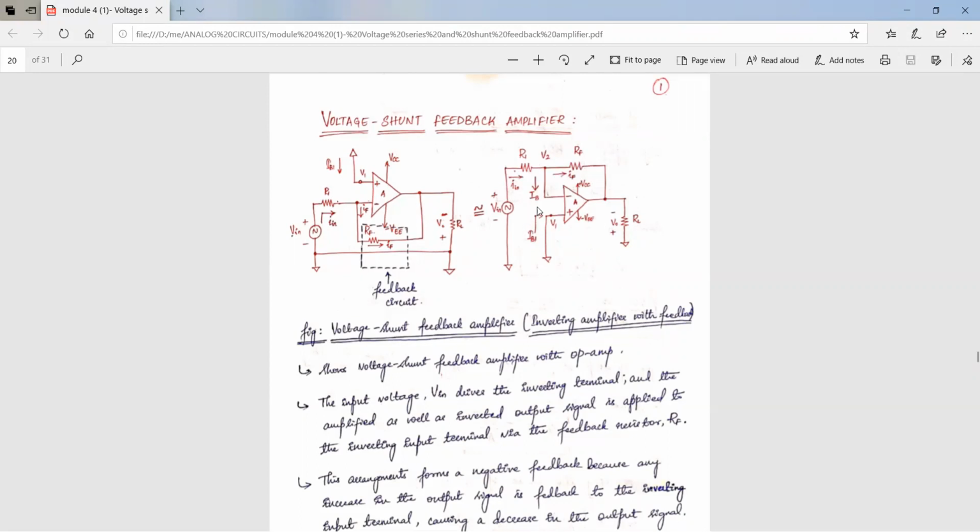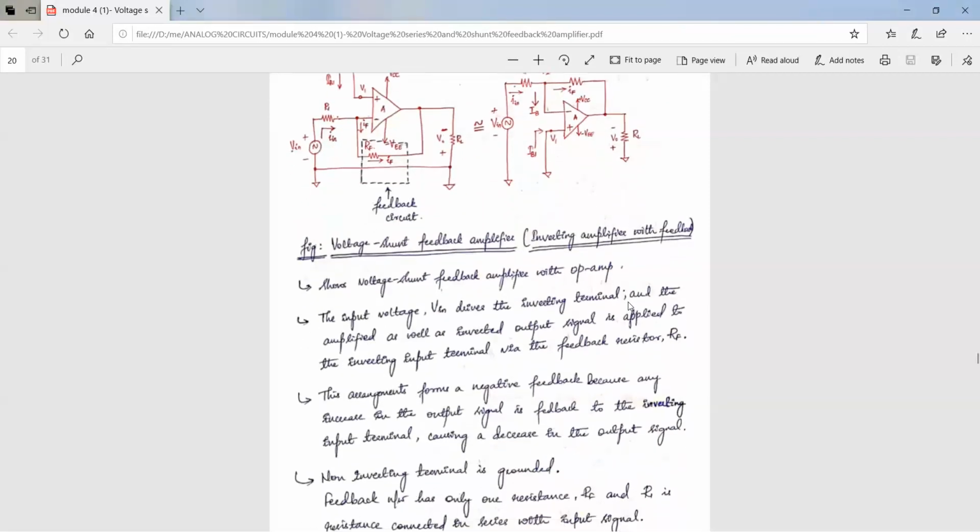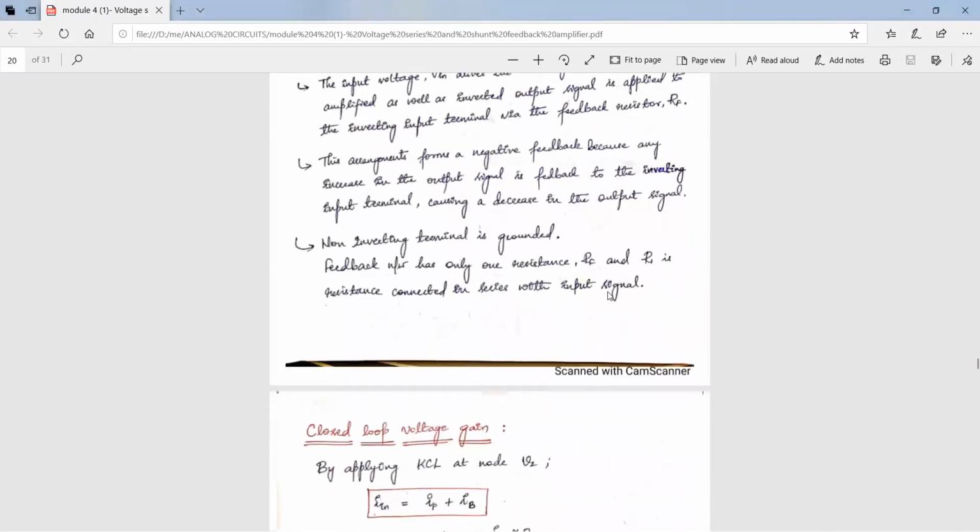This op amp will amplify the input signal, no doubt in that. So the output signal's amplitude will be very much greater than the input signal. As and when there is an increase in the output signal, since there is feedback, the output signal is fed back to the input terminal, and this will cause a decrease in the output signal. So this arrangement forms the negative feedback, and the direction of current is from the input side to the output side. Next we'll proceed with the closed loop voltage gain derivation.